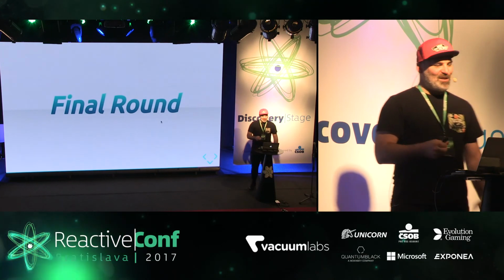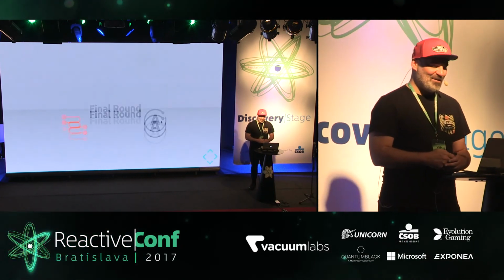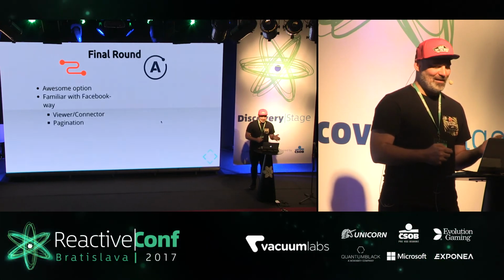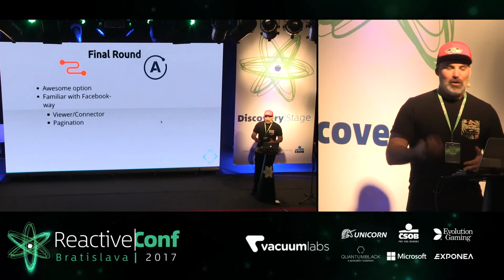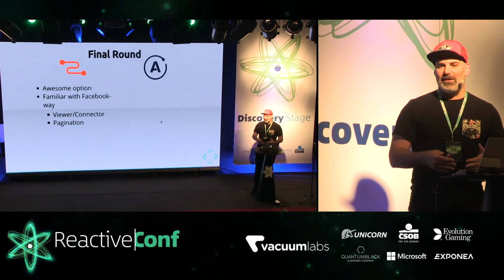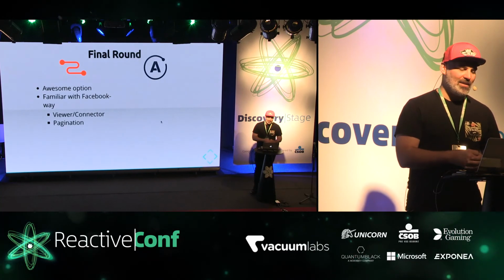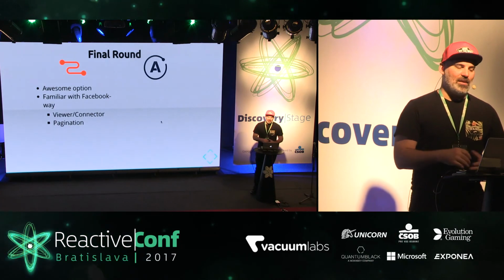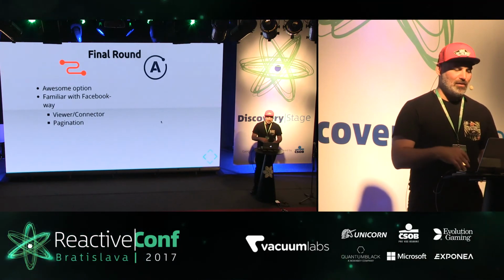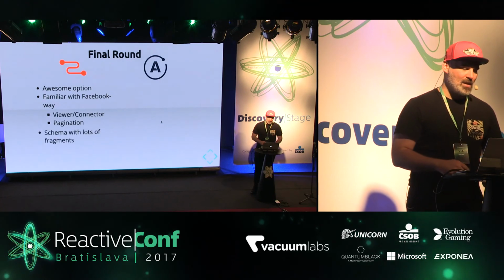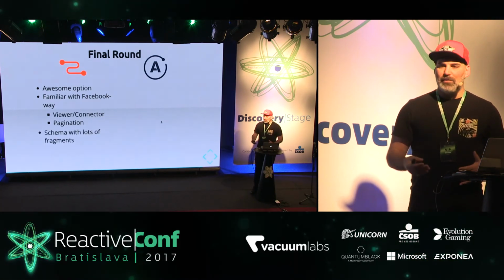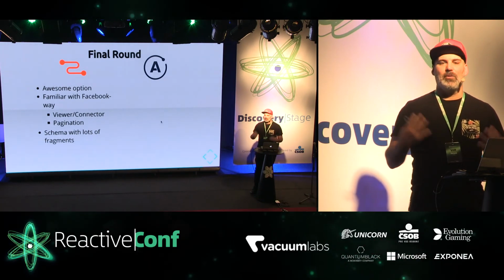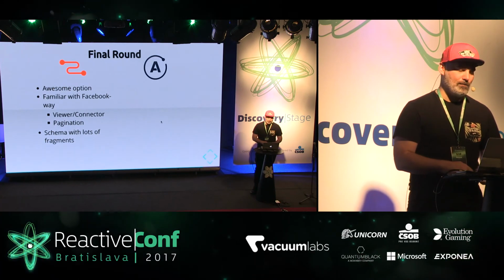So in the final round, which is more or less the final overview, I'm going to say that Relay Modern is an awesome option. It's familiar if you know the Facebook way, if you are familiar with these concepts from Relay Classic, it will be a good option for you. We have this viewer, connectors, pagination covered for you, so you don't have to implement them. There's also a lot of improvements when you have complex schemas, and the compiler will just optimize those for you, so you don't have to worry.